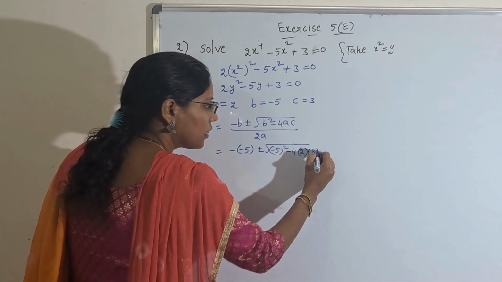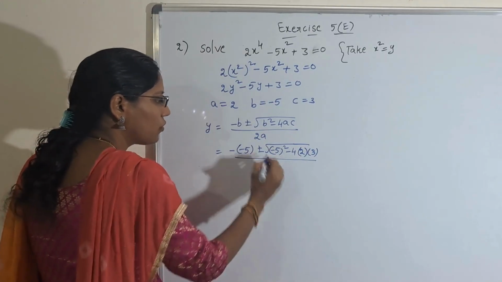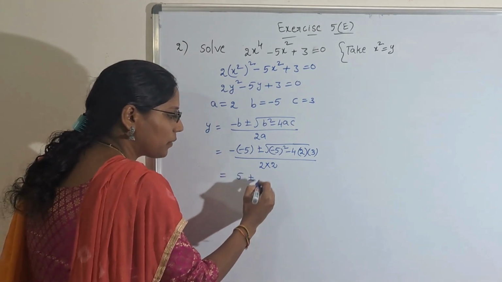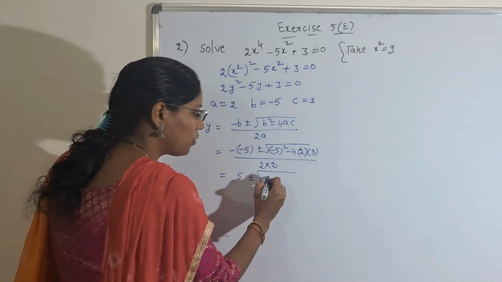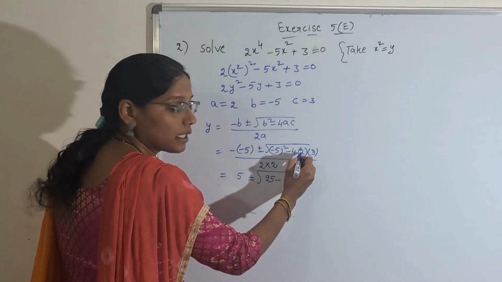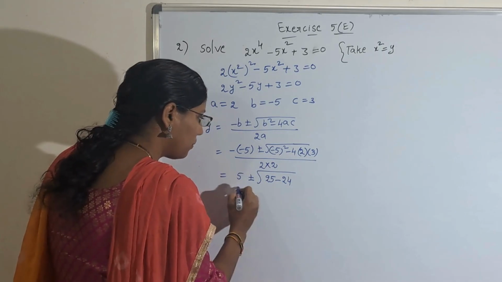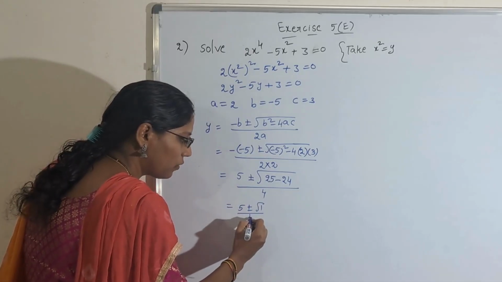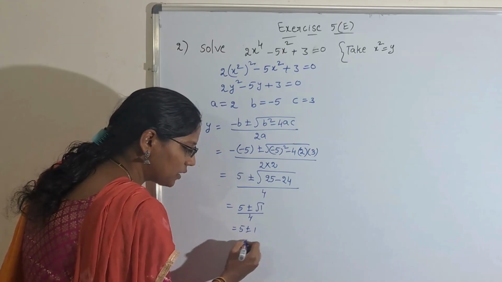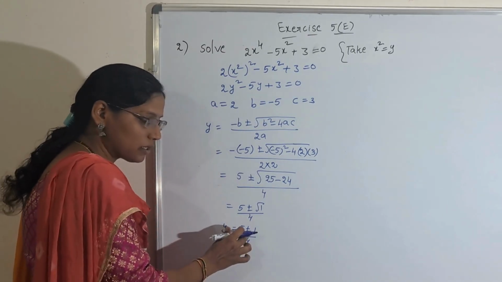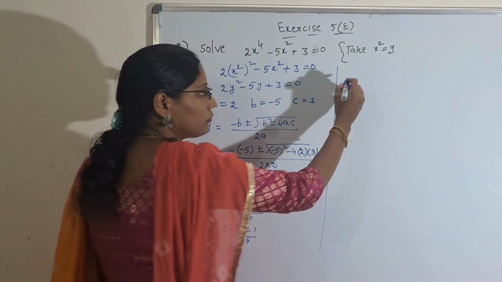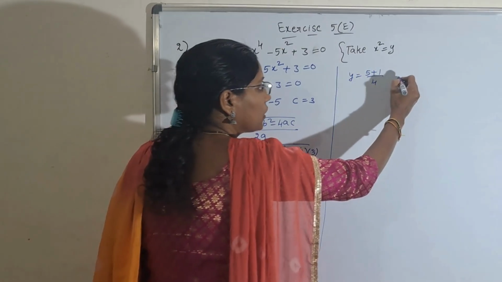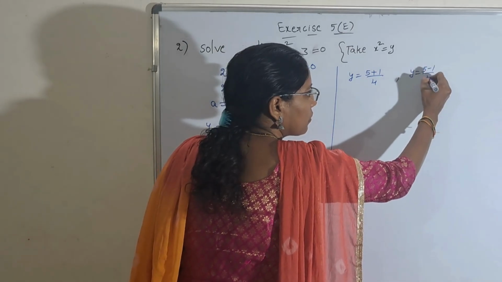C value is 3, by 2 into A value is 2, is equal to minus into minus plus 5, plus or minus root of minus 5 whole square 25 minus 4 into 2 into 3, 24, by 4 equal to 5 plus or minus root 1 by 4 equal to 5 plus or minus 1 by 4. This is one time plus, one time minus we have to take. Y is equal to 5 plus 1 by 4, y is equal to 5 minus 1 by 4.